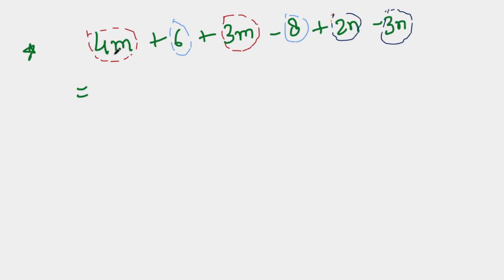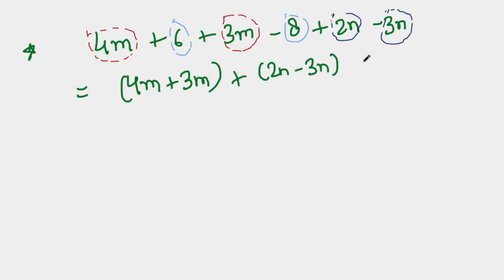Next we come to grouping. So we will write them together. So 4m plus 3m, we can put a bracket like this. Then we have 2n minus 3n. And then we have plus 6 and minus 8. So grouping is done.